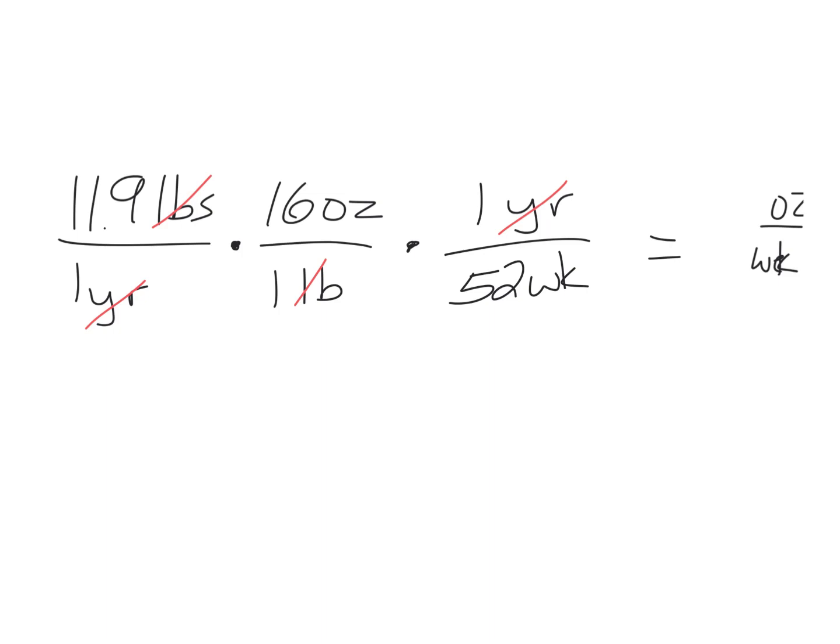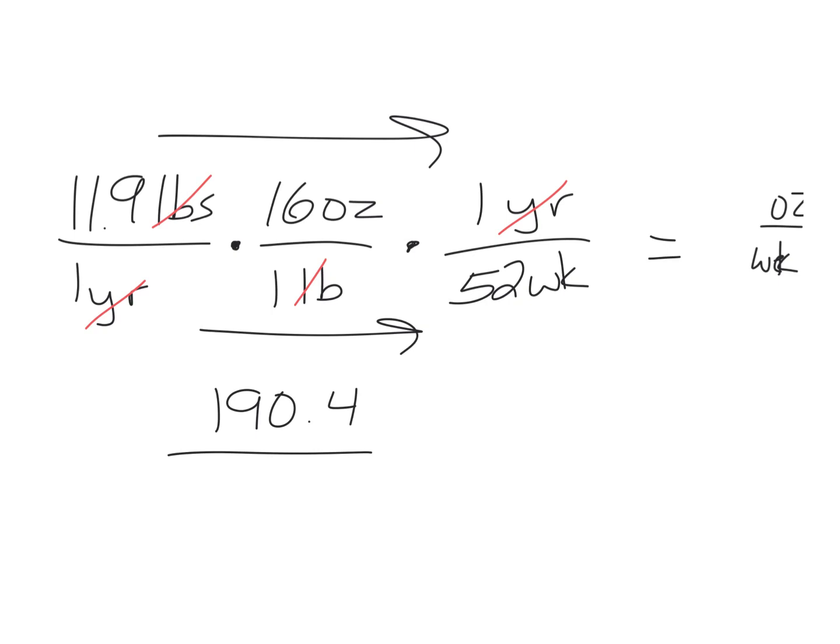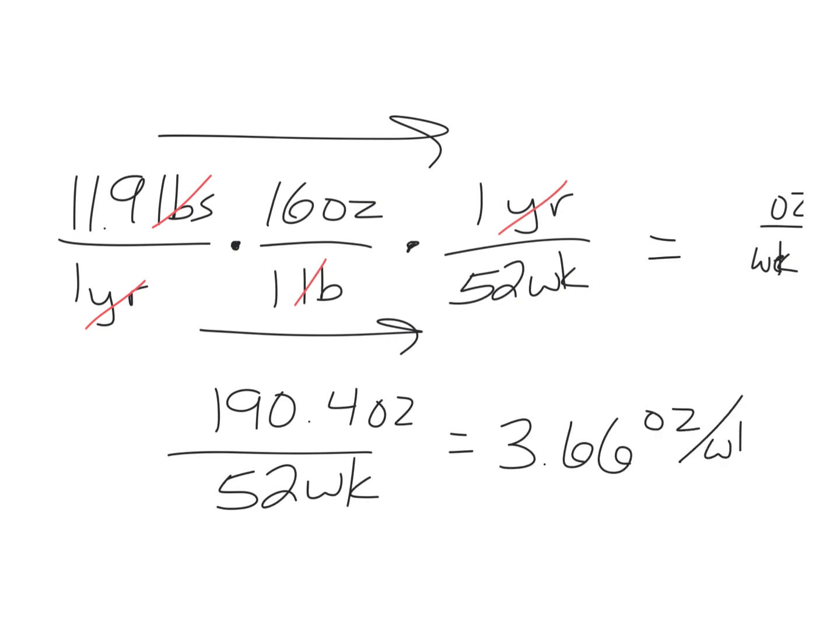Yep, now we multiply straight across. So we have 11.9 times 16. So we have 190.4 divided by 52. Did everyone get here? Yep. What do we do next? Divide. So we get about 3.66 ounces per week.